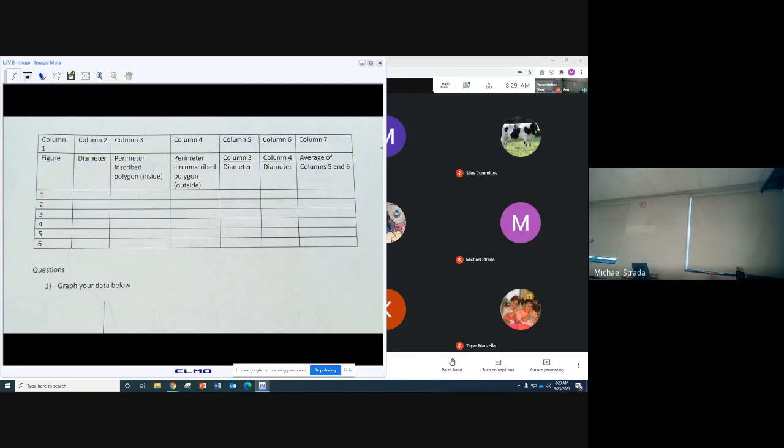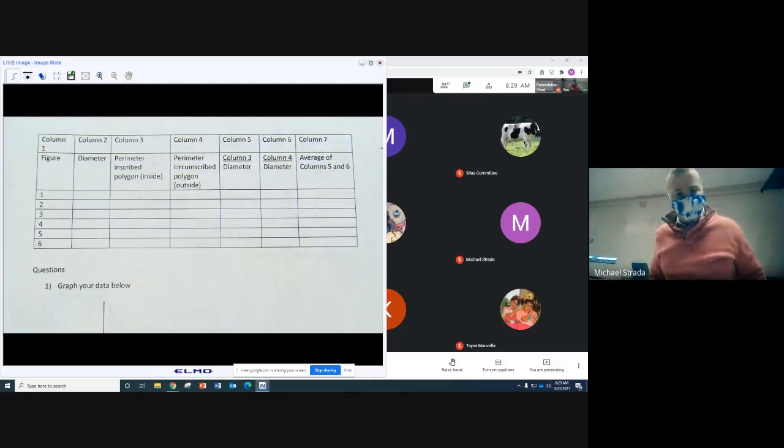And then column 7 says average of columns 5 and 6. From using midpoint and everything else this year, how do we find the average of two numbers? Add them up and divide by 2. Good? You're going to add them up and divide by 2.